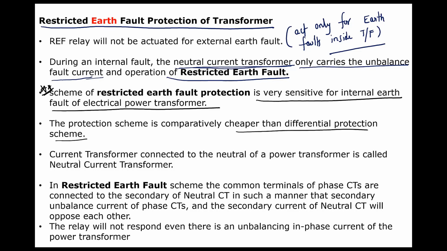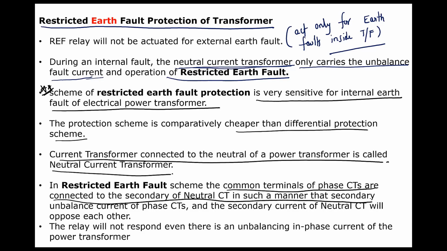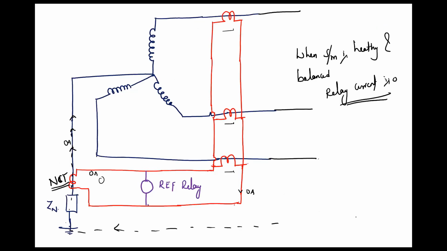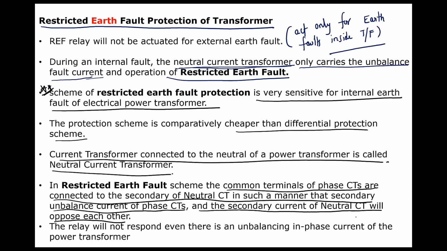The current transformer connected in the neutral of a power transformer is called a neutral CT. In the restricted earth fault scheme, the common terminals of the phase CTs are connected to the secondary of the neutral CT in such a manner that the secondary unbalanced currents of the phase CTs and the secondary current of the neutral CT will oppose each other. Understand? Under normal conditions, they will oppose each other and nothing will happen. But whenever there is a fault, then the restricted earth fault relay will operate.